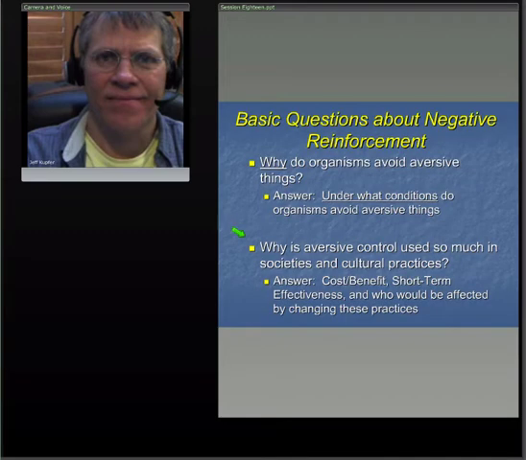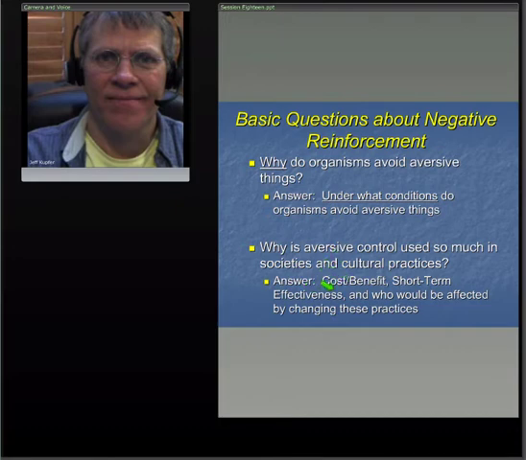Later on, after I answered the question of the literature review, Malagodi asked me in my oral exams, why is aversive control used so much in societies and cultural practices? And that answer becomes pretty apparent, and we'll talk more about this later on when we get to cultural analyses. But it can be boiled down to simply that there's a cost benefit of doing things using aversive control because they work quicker in the short run. That is, we oftentimes see aversive control used because in the short run they are effective, but we also have to think about in the long run whether they really are effective.